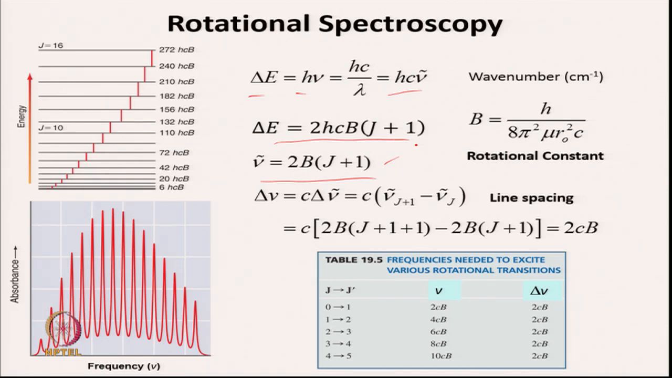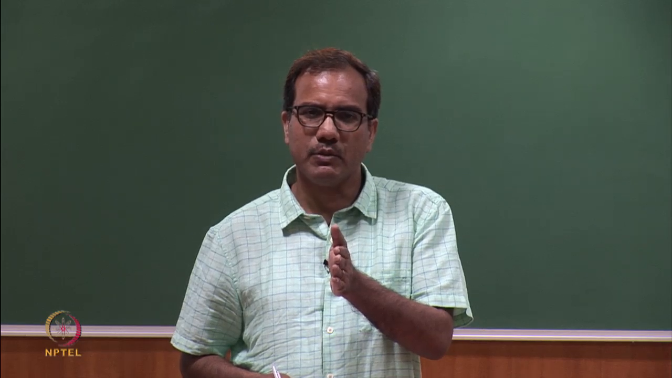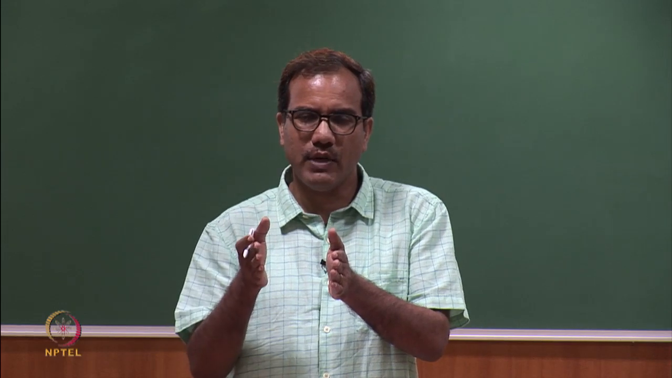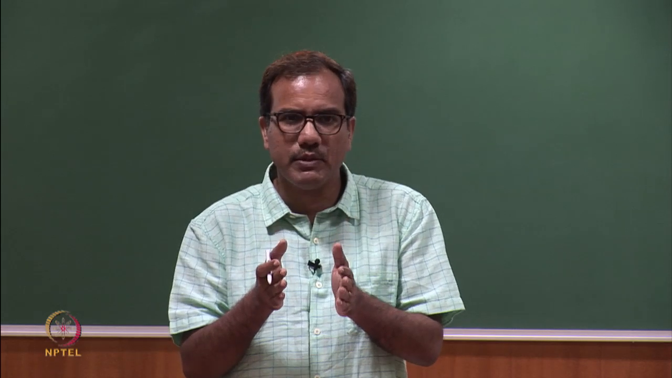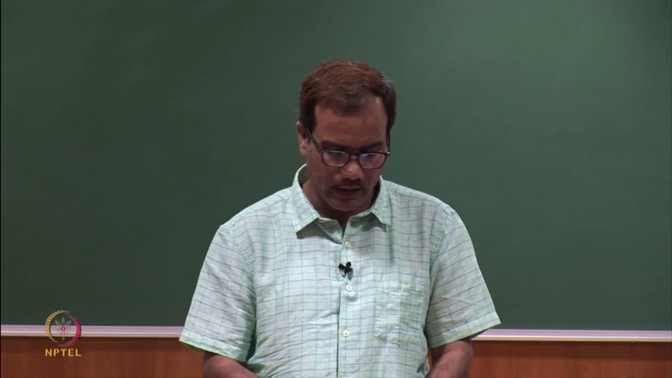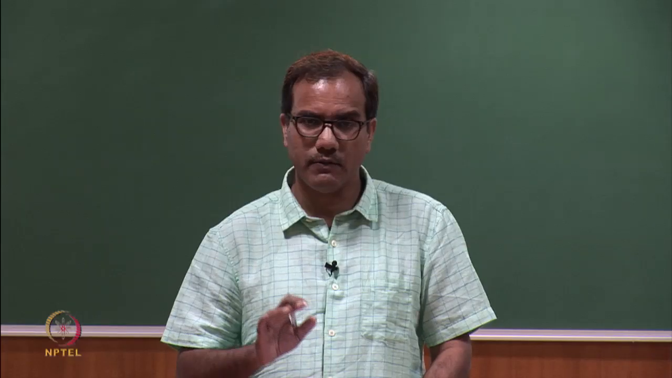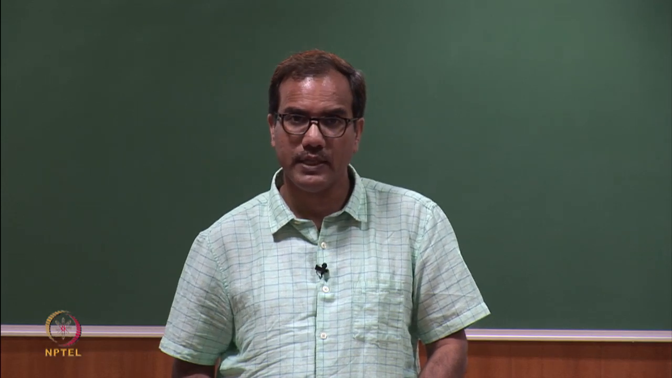Now, we can also look at the difference between two lines in the spectrum. One line you are going to get at 2B(j plus 1). So, suppose if j is equal to 0, then you are going to get a line at 2B, for j equal to 1, you are going to get it at 4B, and 6B, like that. So, what is the difference between two lines? These are the different lines of rotational spectroscopy, and for the 0 to 1 transition you get 2B in centimeter inverse, or in terms of hertz, it is going to be 2cB, where c is the velocity of light.